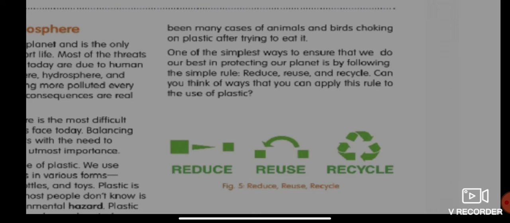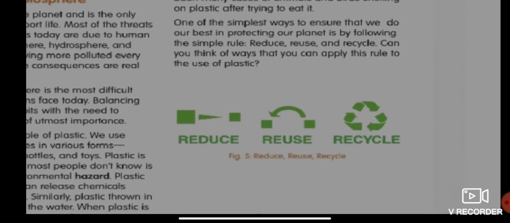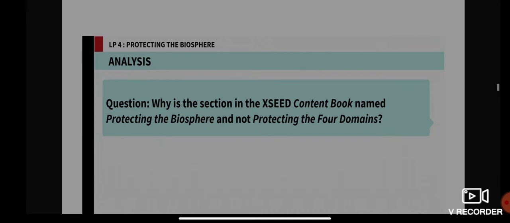One of the simplest ways to ensure that we do our best in protecting our planet is by following the simple rule: reduce, reuse, and recycle. Can you think of ways that you can apply this rule to the use of plastic? Reduce, reuse, and recycle. That is about protecting the biosphere.